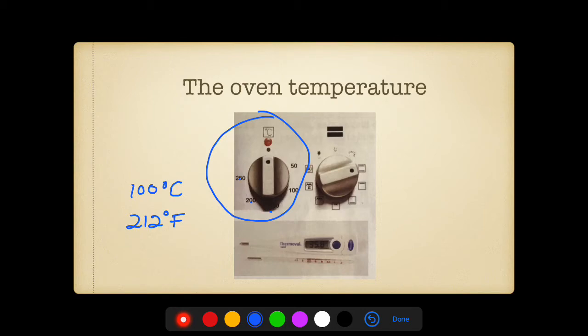So Fahrenheit is always a whole lot hotter. Well, it appears to be a whole lot hotter. The numbers are much larger.